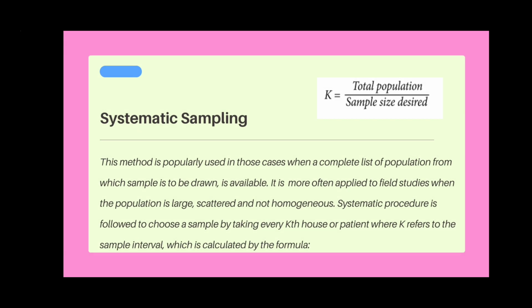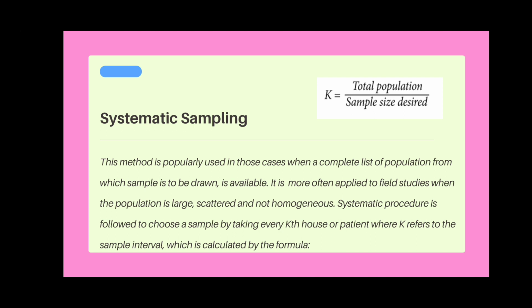Now, the second one is systematic sampling. This method is popularly used in those cases when a complete list of the population from which the sample is to be drawn is available. It is more often applied to field studies when the population is large, scattered, and not homogeneous. A systematic procedure is followed to choose a sample by taking every kth house or patient, where k refers to the sample interval, which is calculated by the formula.